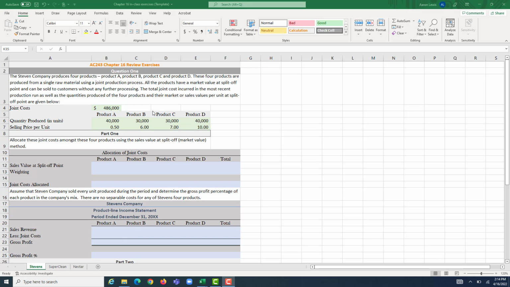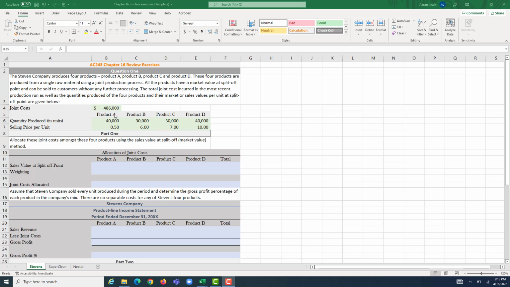All of these 4 products that they make have a market value at split-off point. So once they get done doing their production process, they've used that one raw material to produce product A, B, C, and D. There is a market for us to sell product A, B, C, and D respectively without having to do anything else to fancy it up or make it special or further enhance the product.